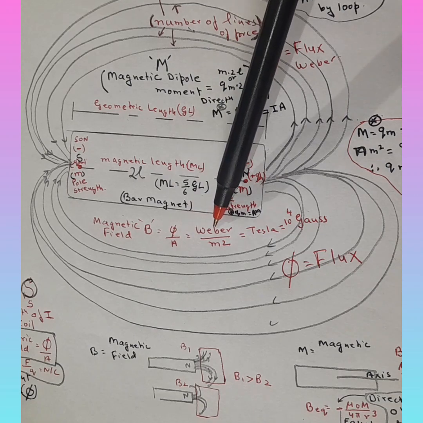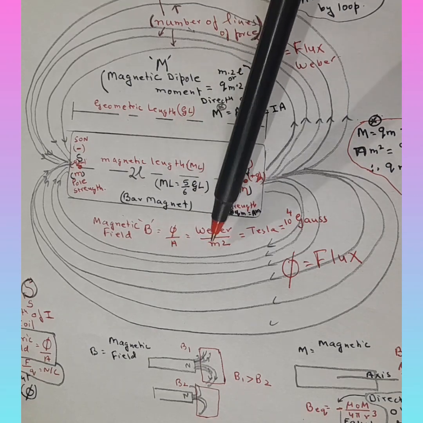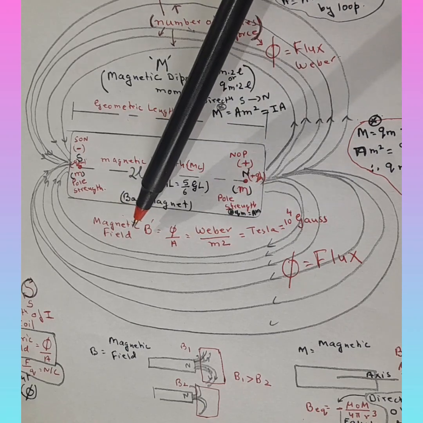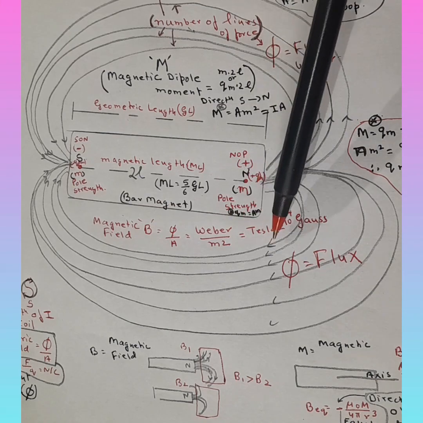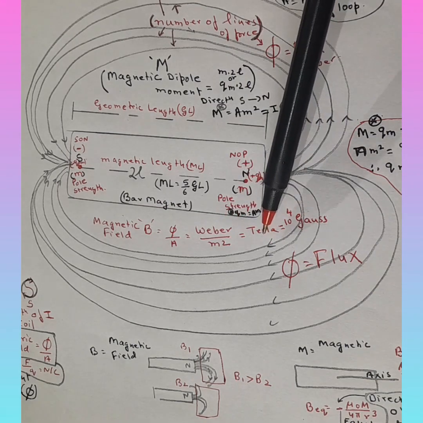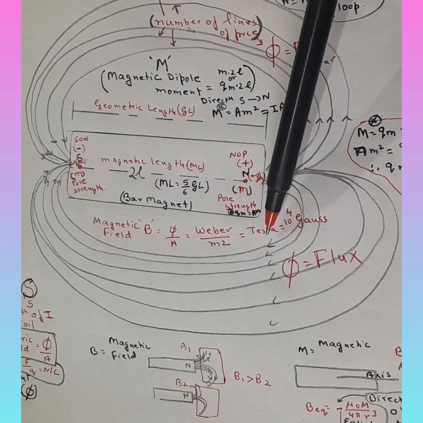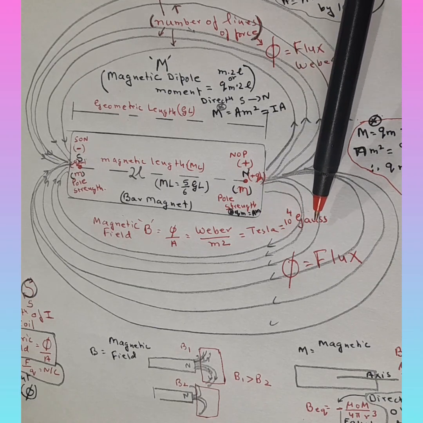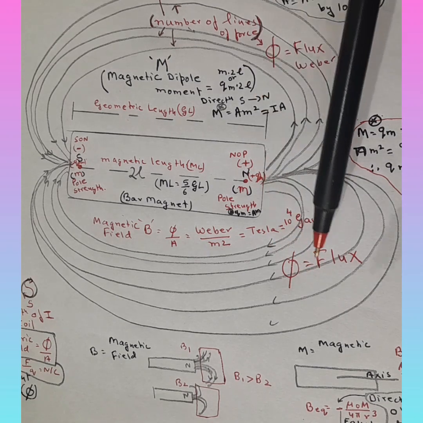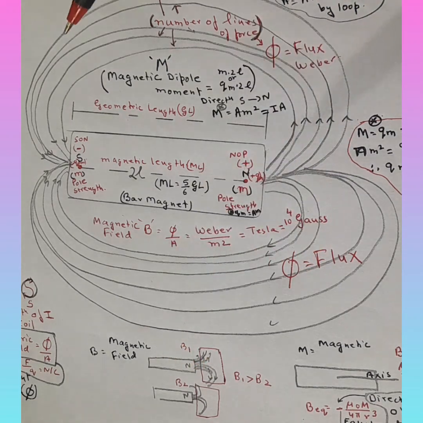The unit of flux is Weber and area is meter square. So Weber per meter square is the unit for magnetic field. Alright, and it's also known as Tesla and also Gauss. The relationship between Tesla and Gauss is: Tesla is equal to 10⁴ Gauss. Alright, so we got to know about flux, we got to know about B.